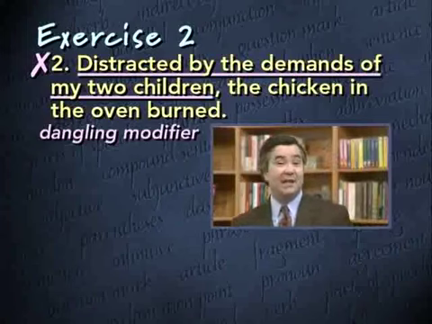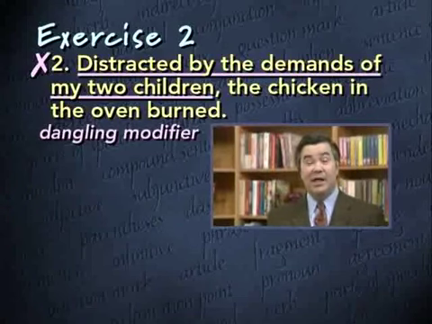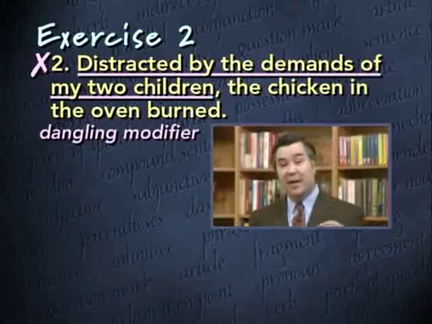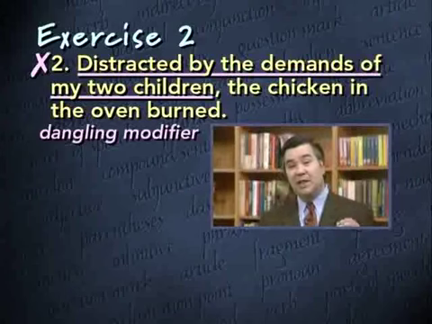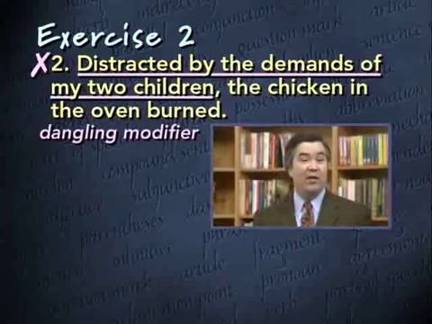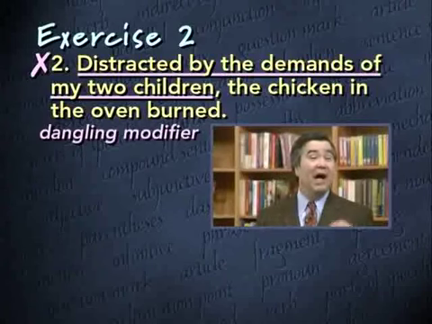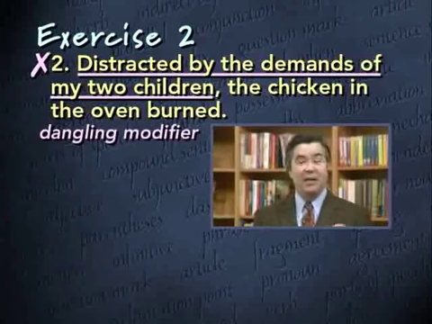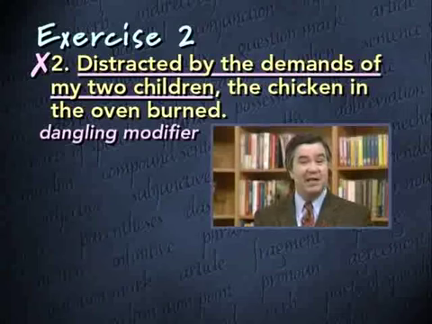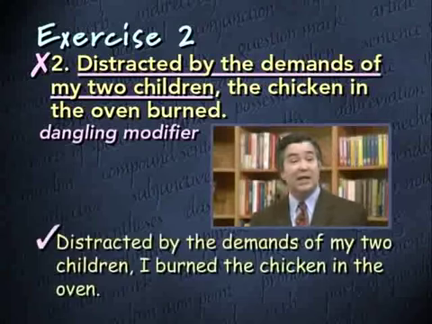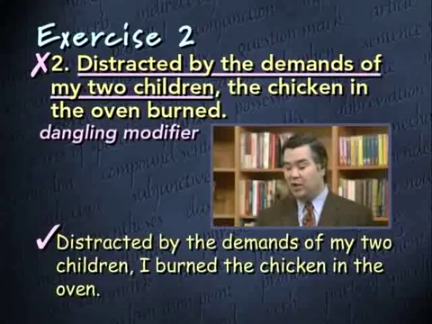So this sentence has to be significantly rewritten. And the most simple, best way to do it is probably to keep the modifying phrase where it is, but just rewrite what follows so that it begins with "I," since I am the word that's intended to be modified. So the sentence might read something like this. "Distracted by the demands of my 2 children, I burned the chicken in the oven."